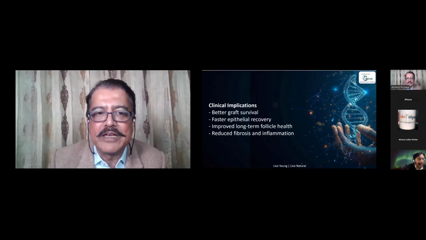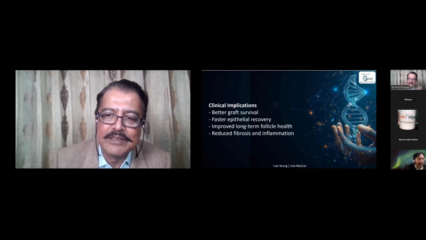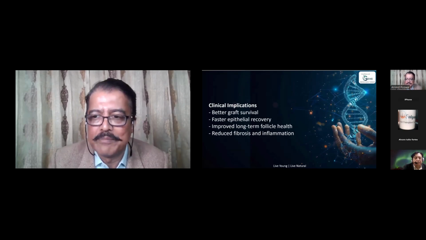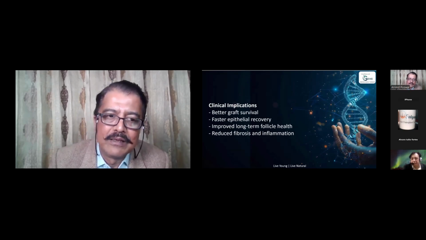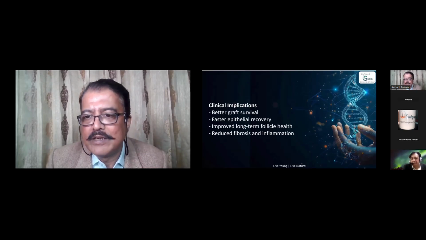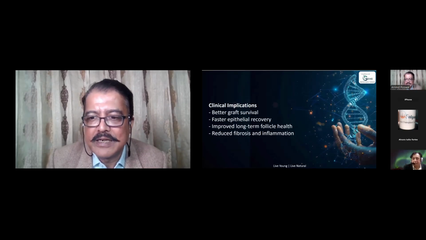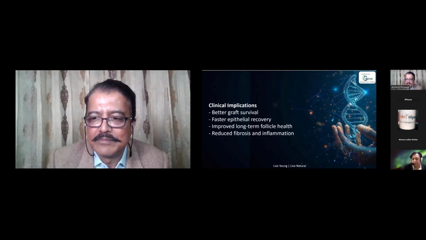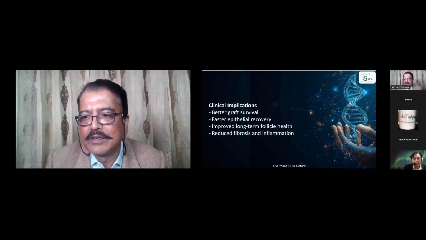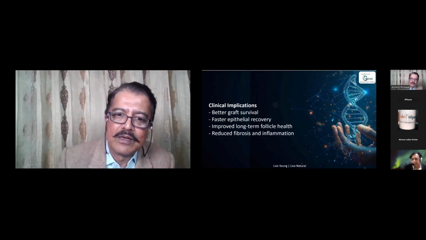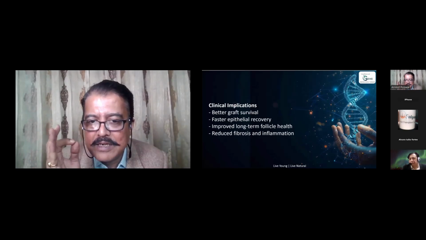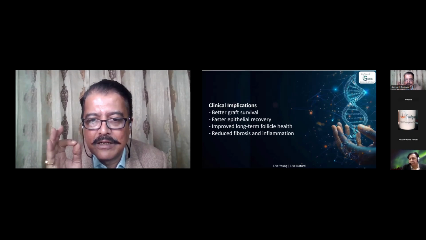So, what are the clinical implications? One is better graft survival. We all want that. You give them the best exosomes, the best growth factors, everything. Faster epithelial recovery, the recipient area recovery, improved long-term follicle health. We have to incorporate these measures in our practice so that it can lead to long-term follicle health. We keep on seeing younger and younger people getting bald nowadays. We cannot just say that is normal.